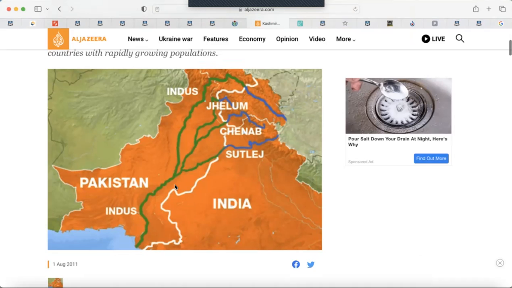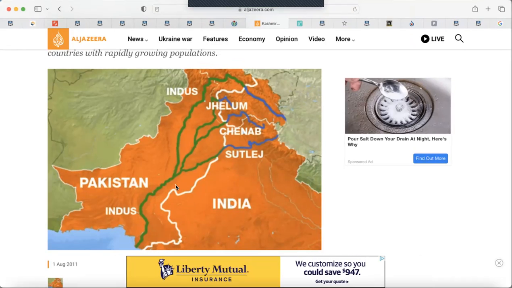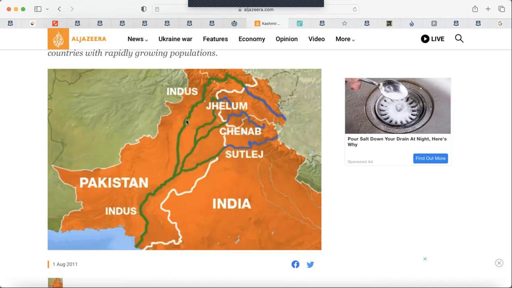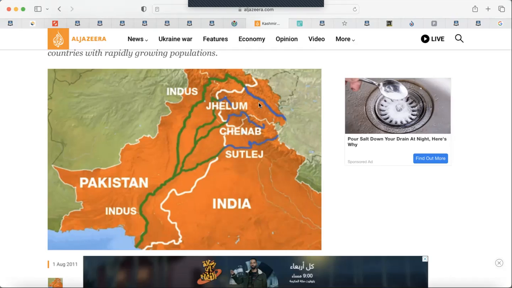Here's another map of modern day India, and you see that it was broken off into the state of Pakistan. Still Indians, but Pakistan became its own state because they practice Islam. But the Indus River still goes predominantly through the country of Pakistan and a little bit through modern day India.